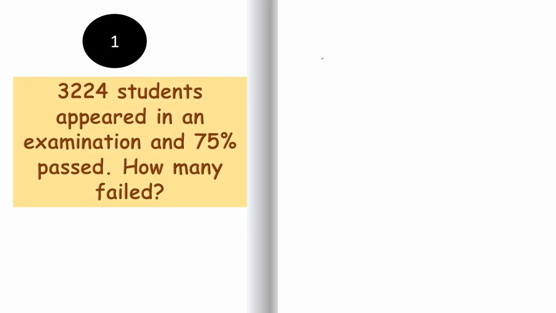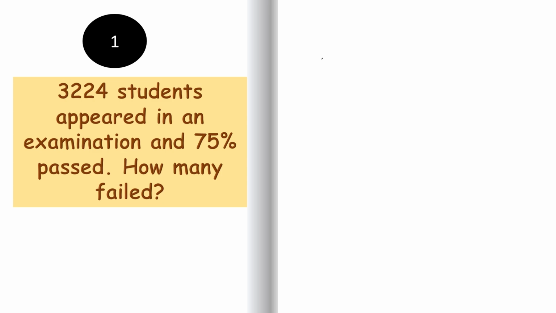So before helping Rohan, let us do some questions. If we solve these questions, then we will be able to help Rohan very easily. So the first question says, 3,224 students appeared in an examination. 75% passed. So how many failed? Okay, let's try this question.